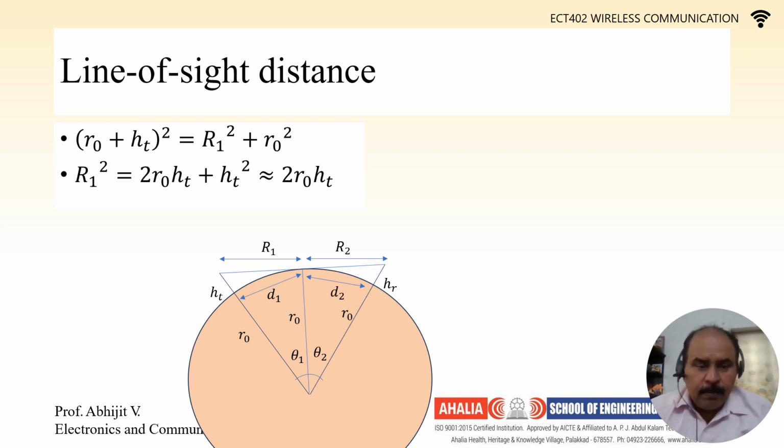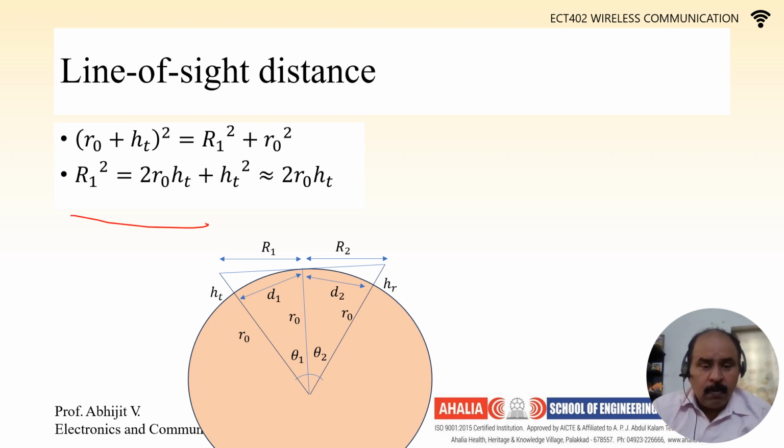So now from the Pythagoras equation, (R0 plus HT) square is equal to R1 square plus R0 square. This is R1, this is the distance. What we have to find out is R1 plus R2, that is the line of sight distance from this point to this point. So what should be the height of the receiving antenna? We usually get many questions related to that.